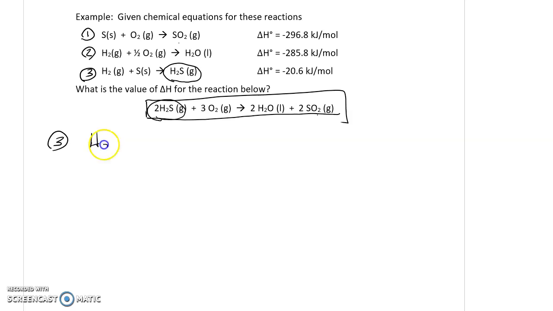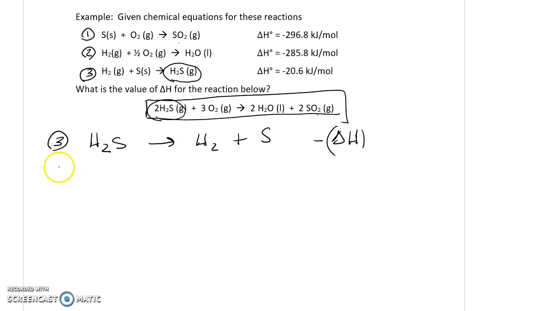So if I flip this around, I'll have H2S, and that's going to go to hydrogen plus sulfur. And because I flipped that around, now the delta H, I have to make it negative. So whatever my delta H is, I have to make it negative now. So if you flip the equation, you make it negative.